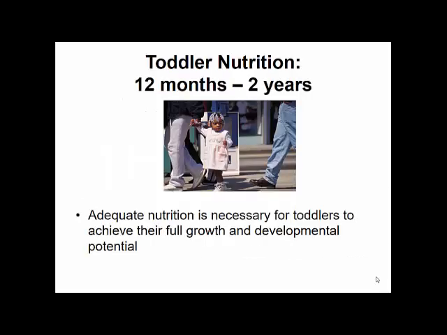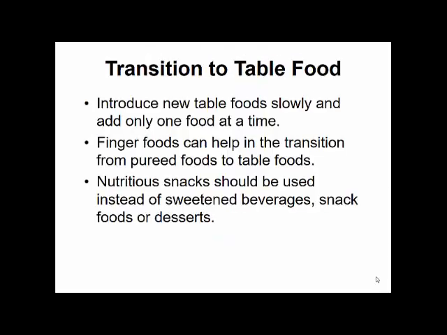Toddler nutrition, 12 months to 2 years. Adequate nutrition is necessary for toddlers to achieve their full growth and developmental potential. Transition to table food. Introduce new table foods slowly and add only one food at a time. Finger foods can help in the transition from pureed foods to table foods. Nutritious snacks should be used instead of sweetened beverages, snack foods, or desserts.